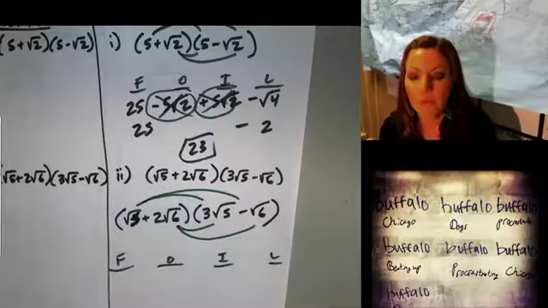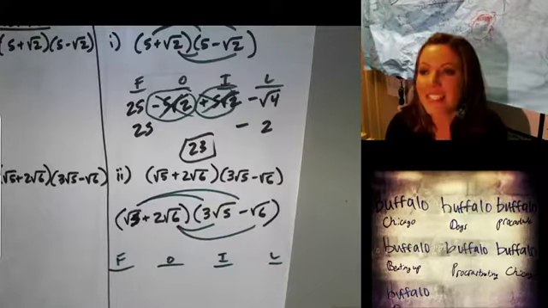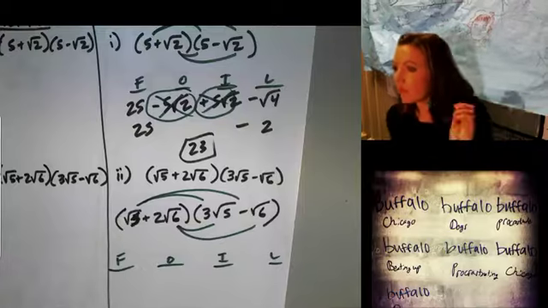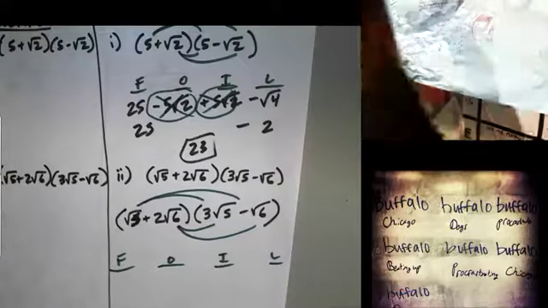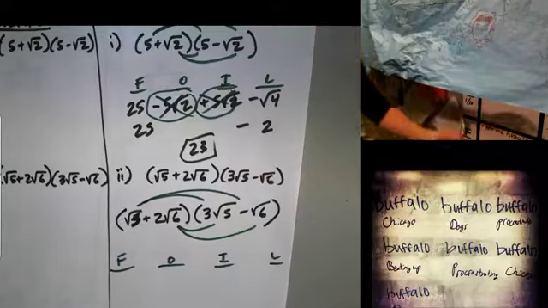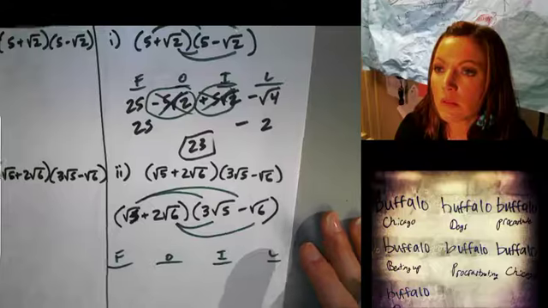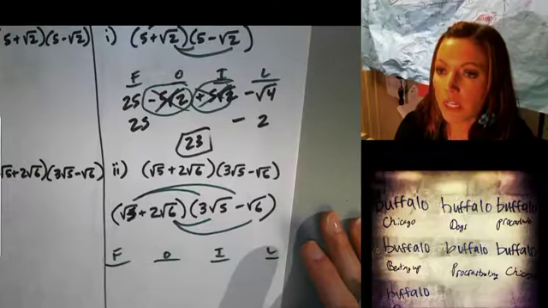Other questions or comments? Yes? So when you have something that has the same radical and it's subtracting, and the first number is smaller, do you just change it to negative just like regular math? It works like regular math, yes.